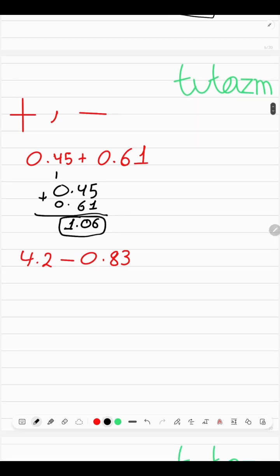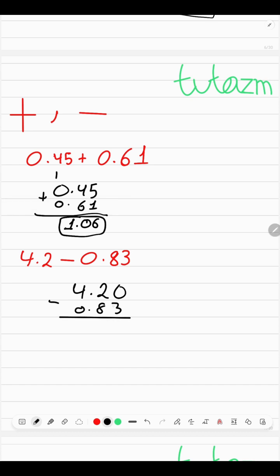Subtracting decimals is quite simple as well. You just have 4.20 minus 0.83. Notice how I've added a 0 there at the end so that I can have another number in the same place value as the end value of the second decimal.